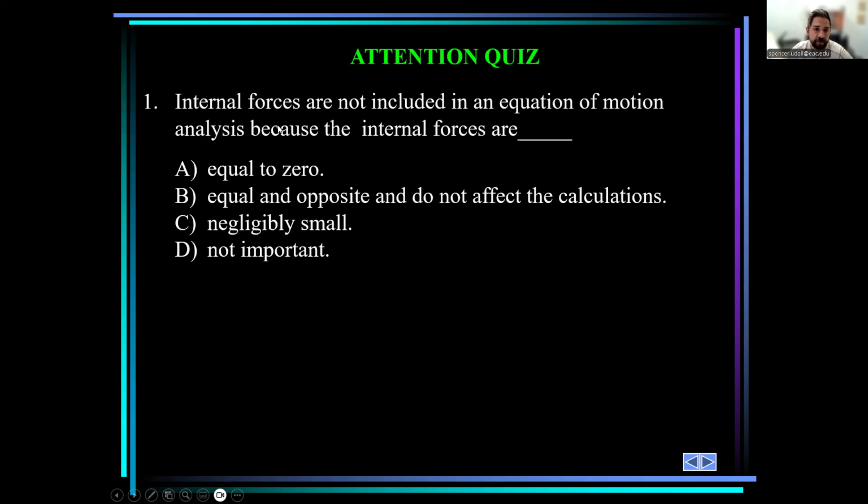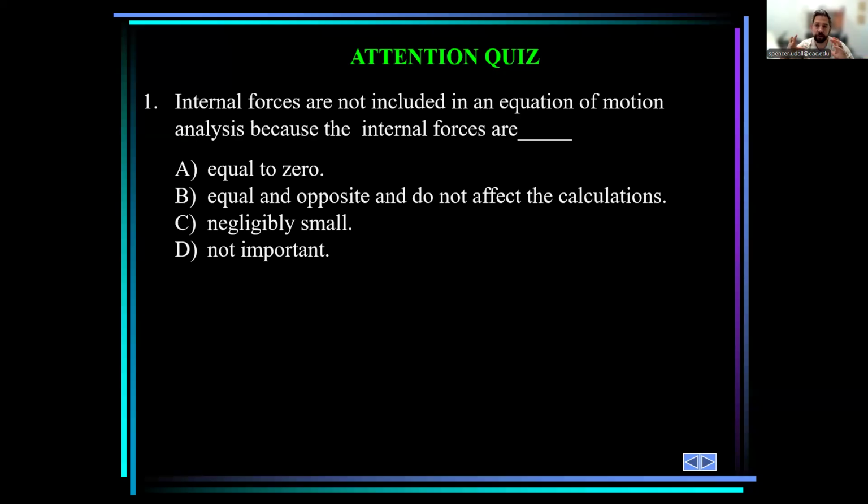So the internal forces are not included in the equation of motion analysis because the internal forces are zero? Probably not, right? If something is being moved around, it's going to have some internal forces that are going to be stressing those materials, potentially deforming or breaking them if they're not strong enough. But that's a problem for another class, right? Mechanics of materials, and some of your other material design type courses.